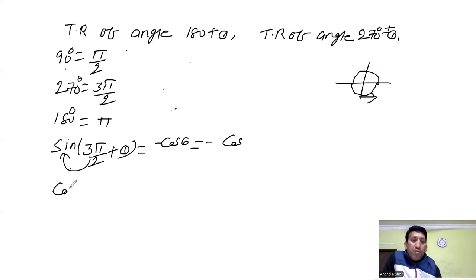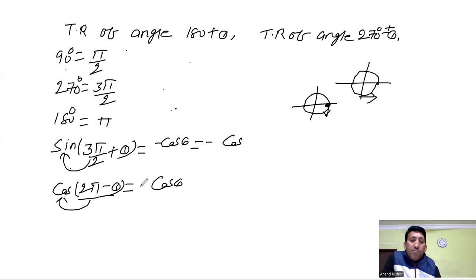If I talk about cos 2 pi minus theta, we know this is 1 pi, this is 2 pi. 2 pi plus theta, 2 pi here. If I subtract something, fourth quadrant, cos positive. This is not pi by 2, this is not 3 pi by 2, so cos remains the same, cos theta. And since this is in the fourth quadrant, cos is positive, so positive.